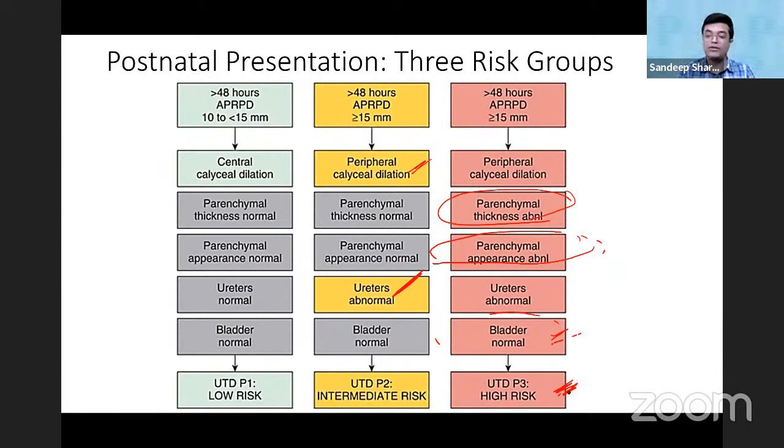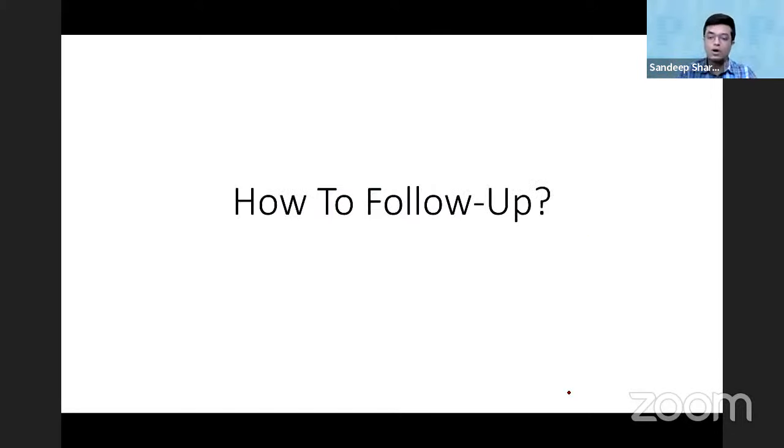That is why it is a tricky topic. It is a summary that I'm talking about, so I'm trying to go fast, but please go through all these points which I'm talking about. So these are the postnatal presentation. So how to follow up?